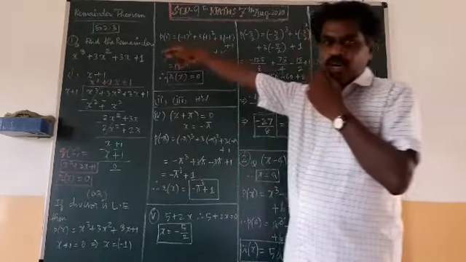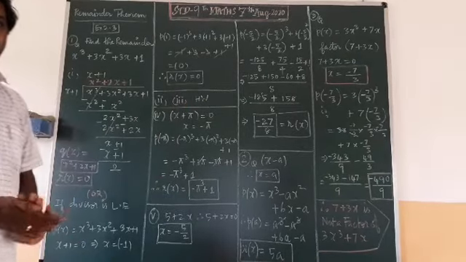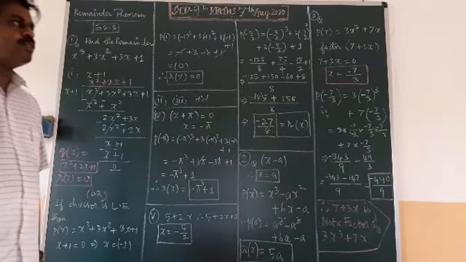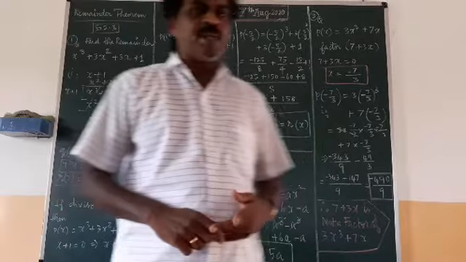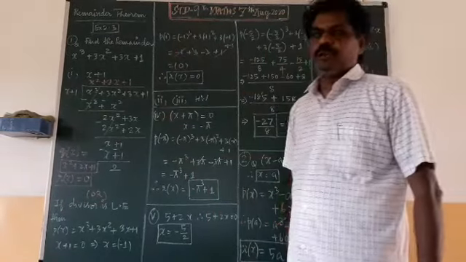And here the next topic is the remainder theorem. I told you the pattern of division in the polynomial equation: P(x) = d(x) × q(x) + r(x). Based on that, we will do exercise number 2.3.